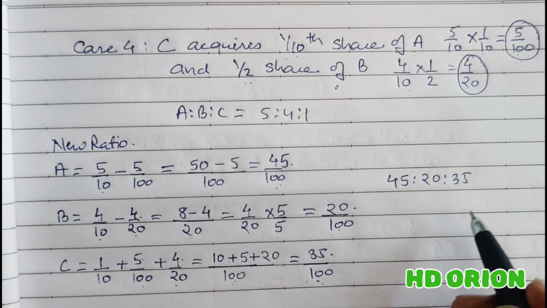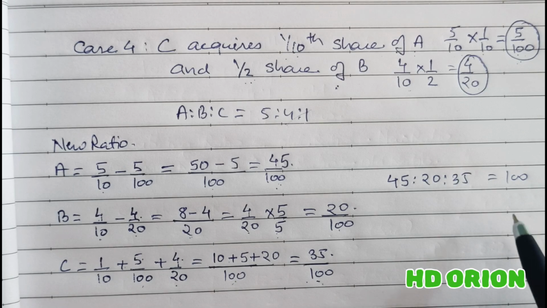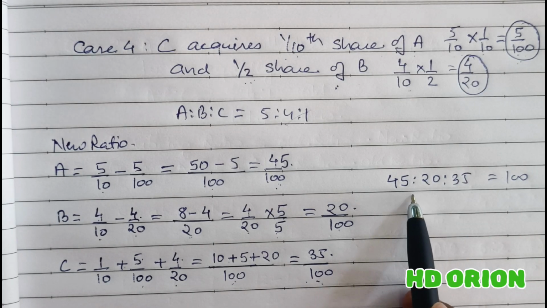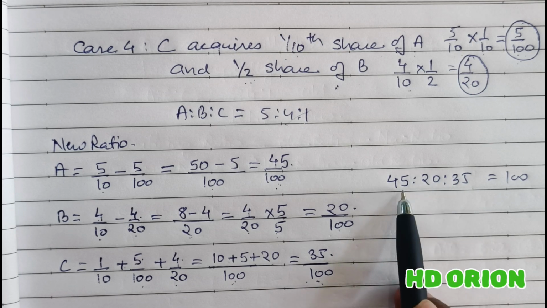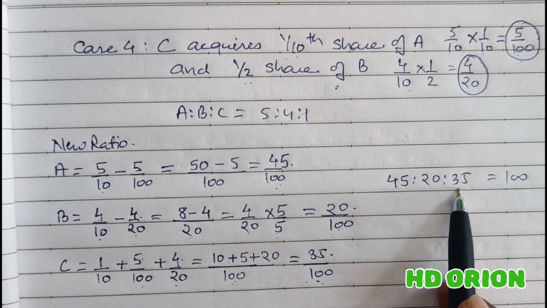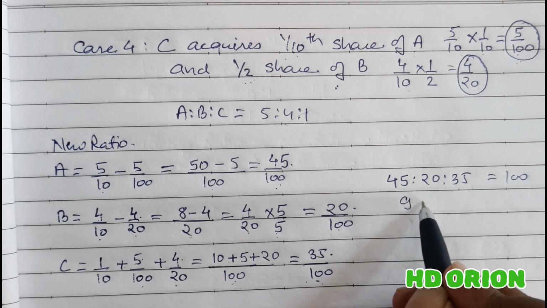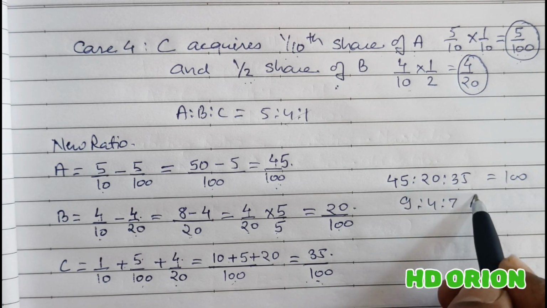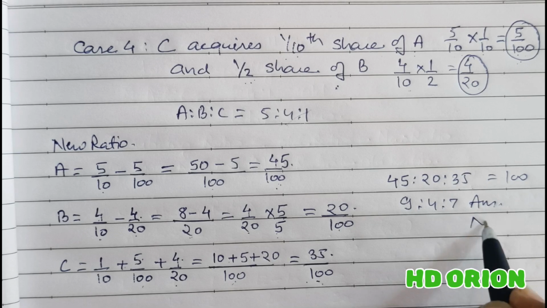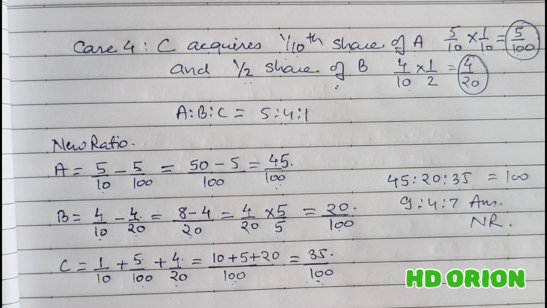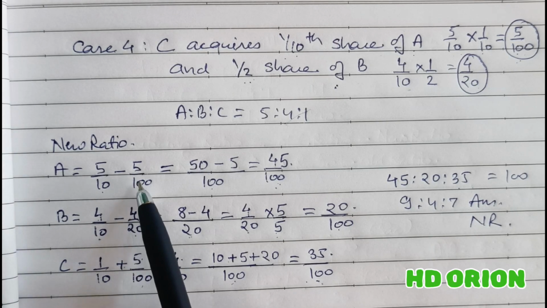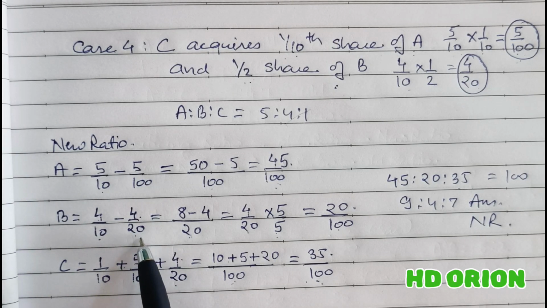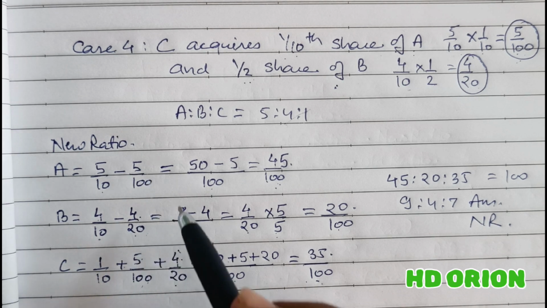Total of it is also equal to 100. Now you can simplify it. You can reduce it to the simplest by dividing it by 5, because all are divisible by 5, and you get 9 is to 4 is to 7 as the answer, which is our new profit sharing ratio for the partners. So you can see here that A and B have sacrificed some portion of their profit to C. So C is the gainer and A and B are the sacrificers.